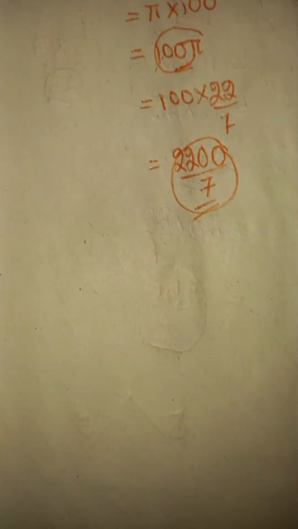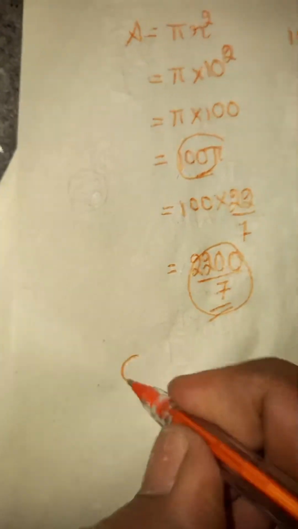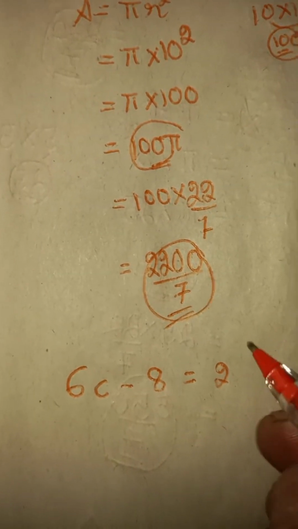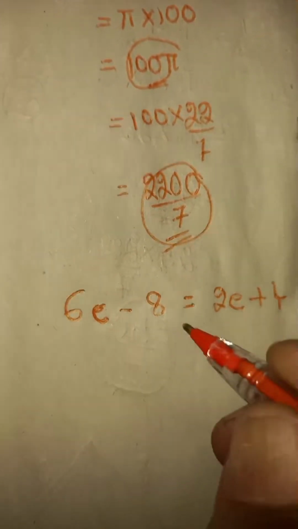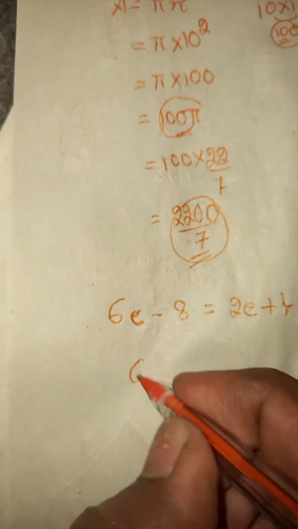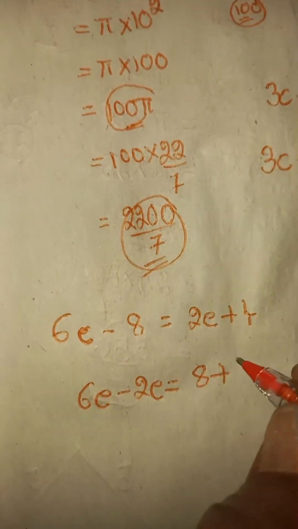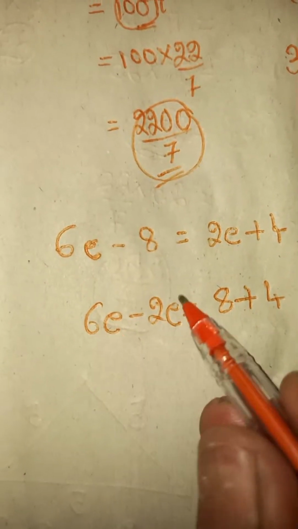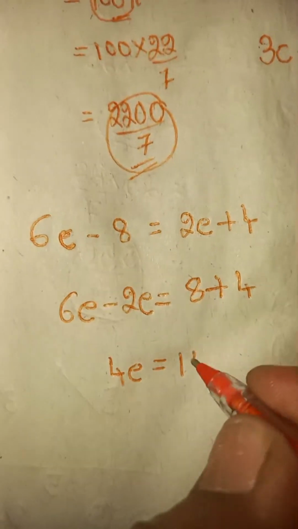Let's take one more problem. Here they are giving 6e minus 8 equal to 2e plus 4. Here also minus 8 goes that side, becomes plus 8, and 2e comes here, becomes minus 2e. 6e minus 2e equal to 8 plus 4. Now this 6e minus 2e becomes 4e, and 4e equal to 8 plus 4, that becomes 12.